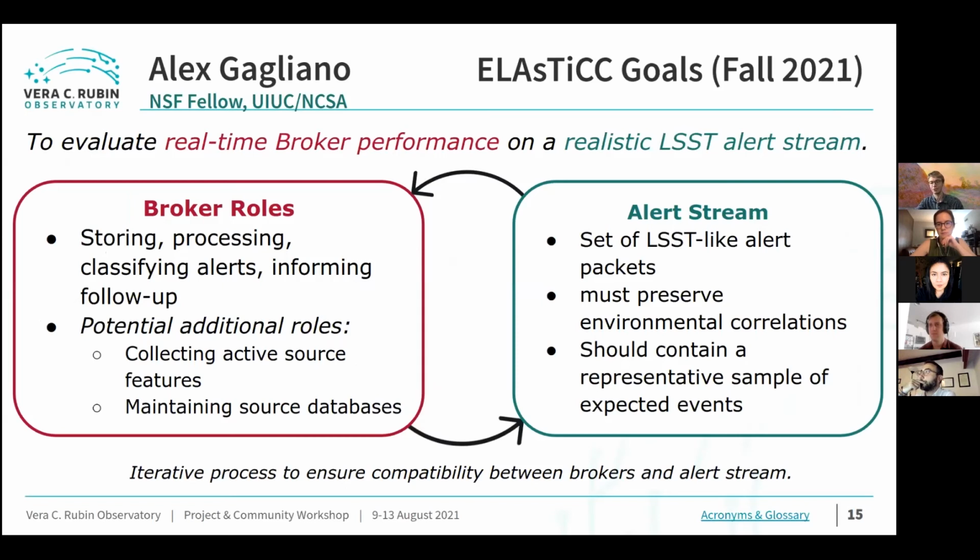And so we're also thinking about ways that we can trick the brokers or introduce new information that they haven't seen yet. So right now, no active plans to add unusual objects, but if we have time after we've finished validating all of the objects that are already represented, we're going to try to add as much complexity to the data set that we might expect from the real LSST alert stream.